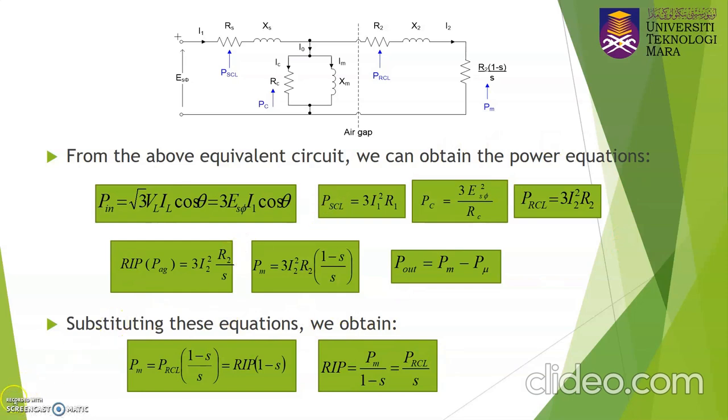So finally, the formula for the efficiency is given by P output divided by P input. So we are going to learn how to use all these power equations in order to solve the power flow diagram problem analysis. We are going to see it in detail in the following example.